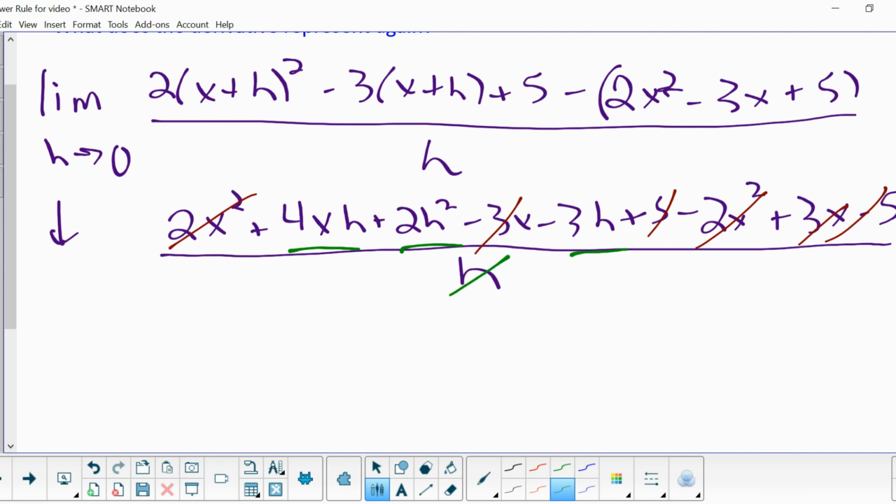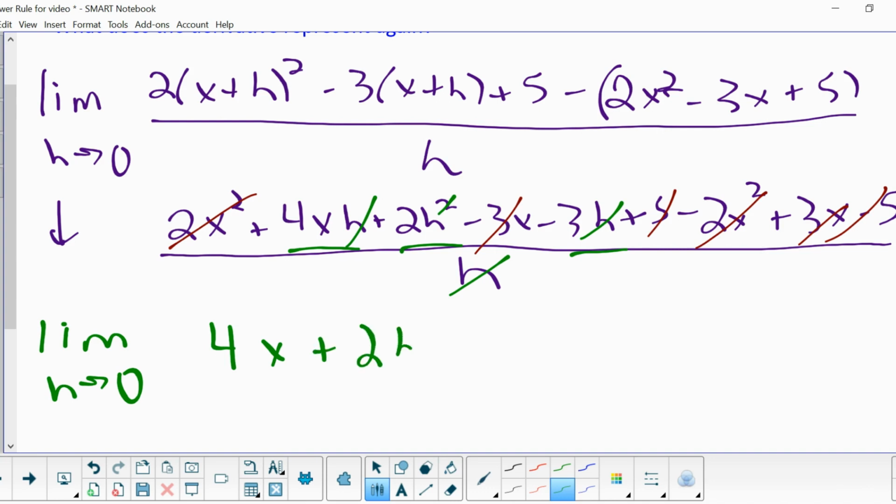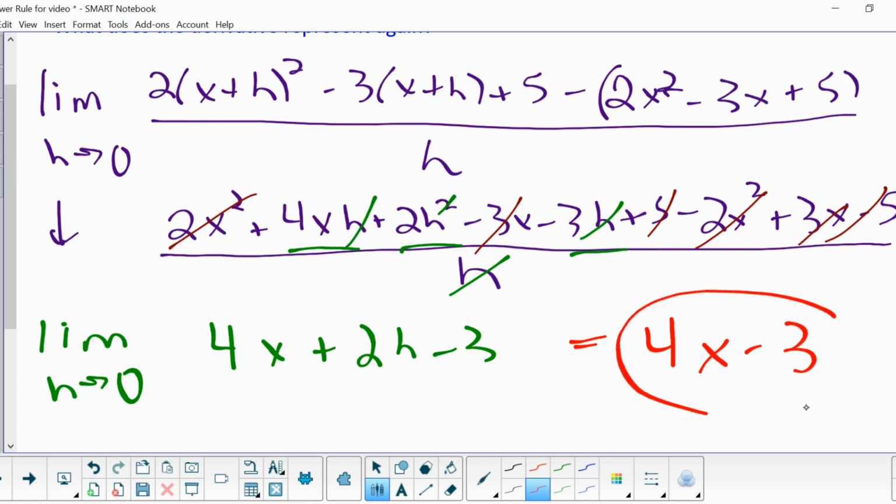So I'm going to go ahead and cancel my h's like I have been doing in the past, and I am left with the limit as h goes to 0 of 4x plus 2h minus 3. And once you apply the limit, so h goes to 0, you're left with 4x minus 3. So this is an expression for any derivative of the function 2x squared minus 3x plus 5.